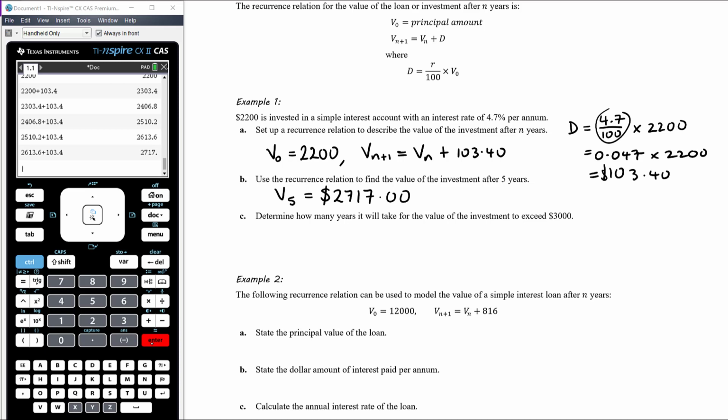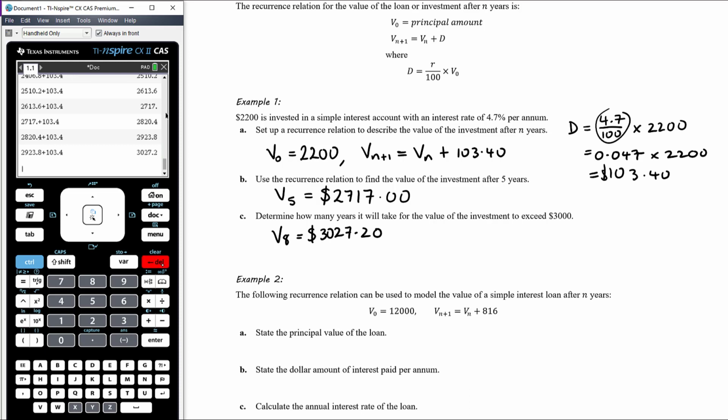Determine how many years it will take for the value of the investment to exceed, so be more than, $3,000. Okay, so I'm just going to continue my recurrence until it gets to be more than 3,000. So we're now currently at V5 after 5 years. So let's keep going. This is 6 years. Oh, sorry, just get that out of the way. 7 years, not quite. 8 years. Okay, so V8 is 3027.20. Now, let me just check. I'm going to press enter and copy this down to my next line just to check that that's exact.